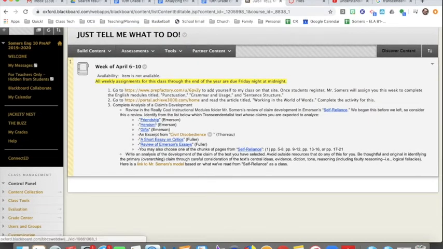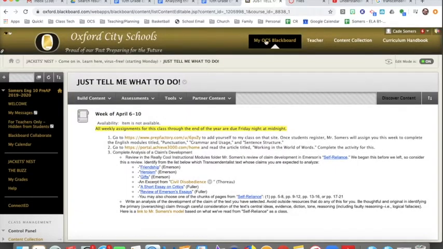And it says you can choose friendship, heroism, gifts, civil disobedience excerpt, a short essay on critics, or a review of Emerson's essays. You can also choose from Self-Reliance. If you've really liked this, you can choose a different chunk of pages that we have not discussed as a class.